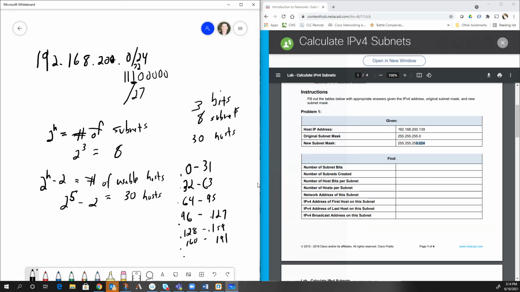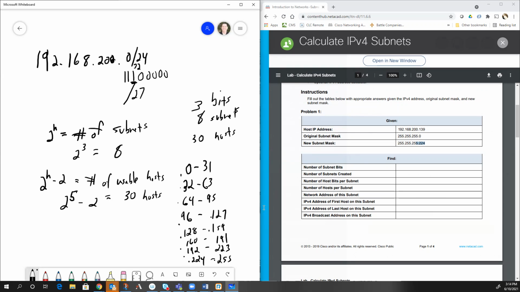191, 192, that's 223. So this is every single one of our subnets here. Should be 8. 1, 2, 3, 4, 5, 6, 7, 8. So there's our 8 subnets we created by borrowing 3 bits.